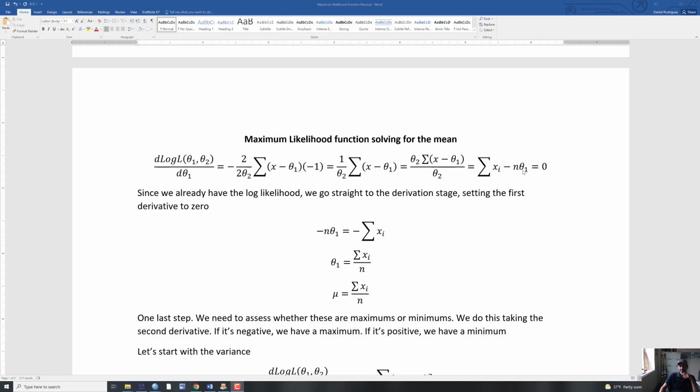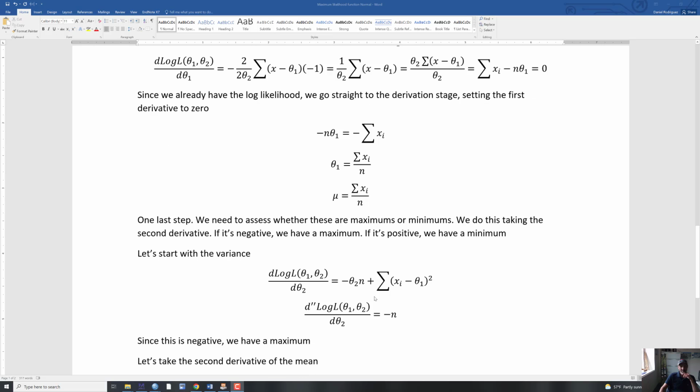what looks like a very familiar pre-final equation. Then again, through algebra, we solve for theta 1 and we get mu is equal to, well, this is our definition of the mean.